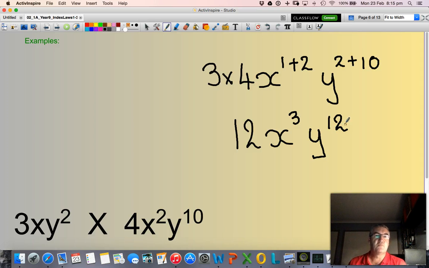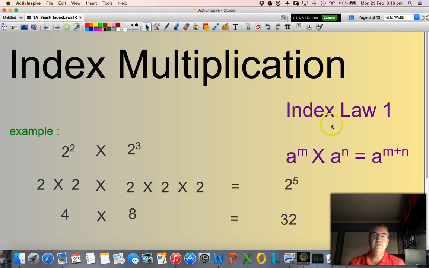Let's just go back to the previous slide here and just look at this index law number 1 again. A to the power of m multiplied by a to the power of n equals a to the power of m plus n. So always just double check you're using the same value for the base.